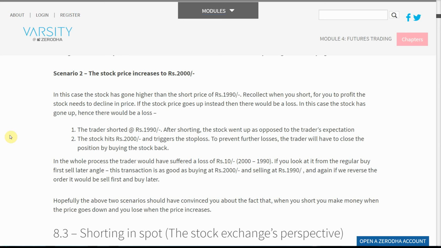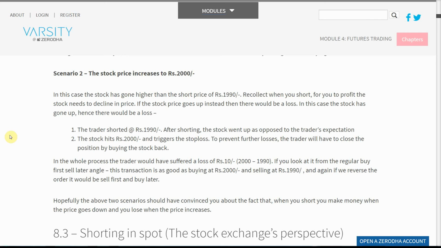Recollect, when you short, for you to profit, the stock needs to decline in price. If the stock price goes up instead, then there would be a loss. In this case, the stock has gone up. Hence, there would be a loss. The trader shorted at 1,990 rupees per. After shorting, the stock went up as opposed to the trader's expectation. The stock hits 2,000 rupees per and triggers the stop loss. To prevent further losses, the trader will have to close the position by buying the stock back.